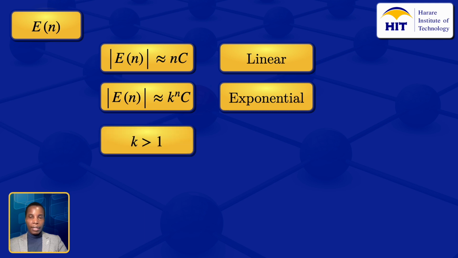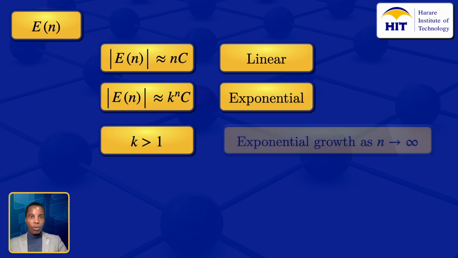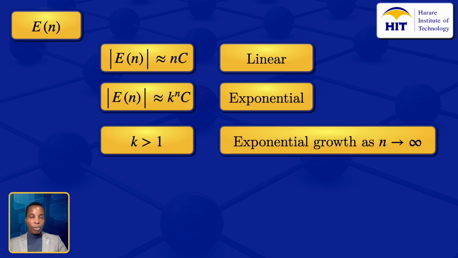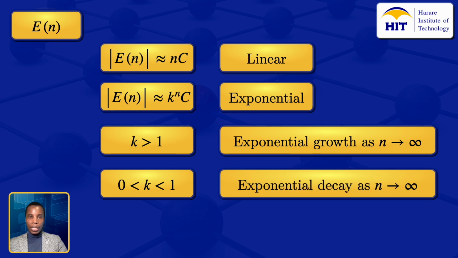If k is greater than 1, then we would have exponential growth as n approaches infinity. Because if k is greater than 1 and n is approaching infinity, then the growth of the error will be of an exponential form. And if k is between 0 and 1, if you still recall, if you have a number like 1 over 2 and you raise it to a power, when you increase the power, the value will get smaller and smaller. So if k is between 0 and 1 and we are raising it to a power n, then we would have exponential decay as n approaches infinity. The growth in error will be decreasing.